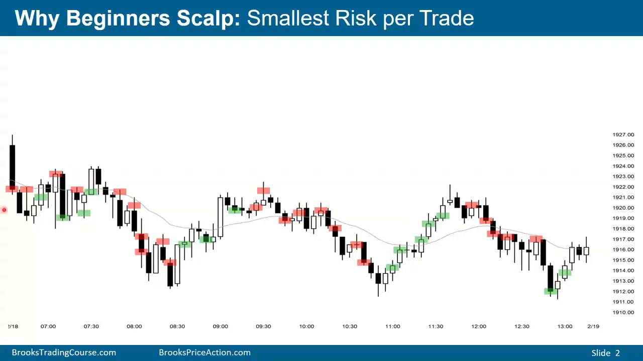These are all reasonable scalps. Every red rectangle is an entry price for a short. Every green rectangle is a reasonable scalp buy. This is the E-mini chart. Minimum scalp size 1 point.